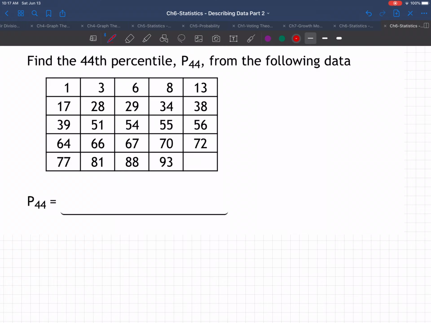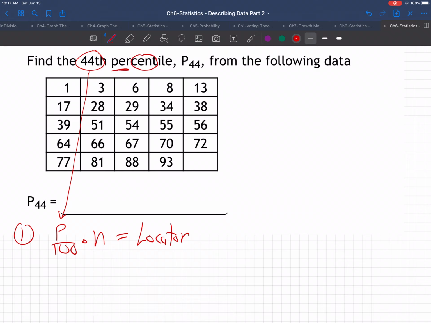So for percentile, step 1 is to take p over 100 times n, and that's equal to what's called the locator. So you take the percentile, in this case the 44, over 100, because it's 44 percentile. Cent means 100. Remember, a century is 100 years, or a cent is 1/100th of a dollar. So it's 44 percentile, so 44 per 100. So 44 over 100 times n. N is the number of data values, as it always is in statistics formulas. And that'll be the locator.